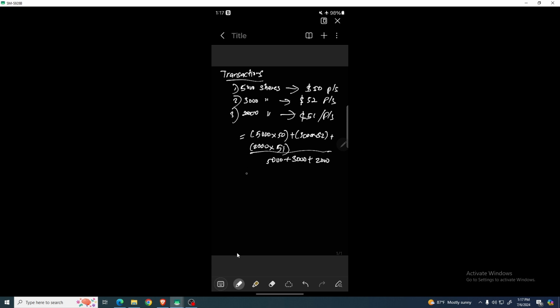this should be somewhat closer to 50. Let's quickly do the math. Yeah, $50.08 per share, right? So that's going to be the average price if you're going to base this on the historical transactions. So if you're going to do the valuation using the prior transaction method, let's assume that the total shares outstanding is going to be 100,000. So shares outstanding is 100,000.